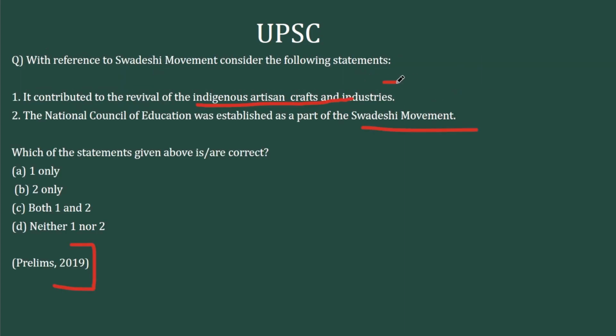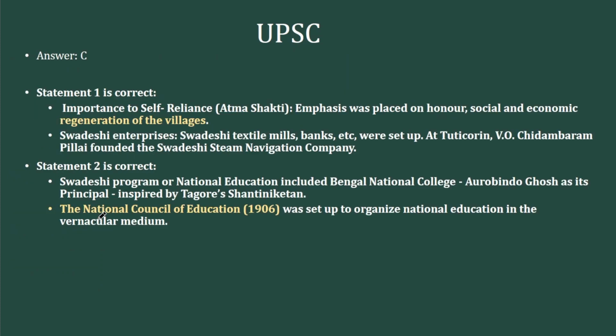This first statement has that element of Swadeshi in it. Indigenous artisan crafts and industries. So this is likely to be true. Second is the National Council of Education. There were a series of educational reforms or steps taken during the Swadeshi movement. So this is likely. If you don't know it precisely, it is likely. The answer is option C because both are correct.